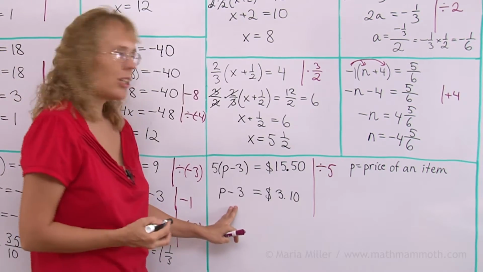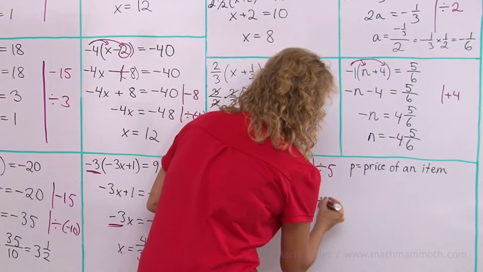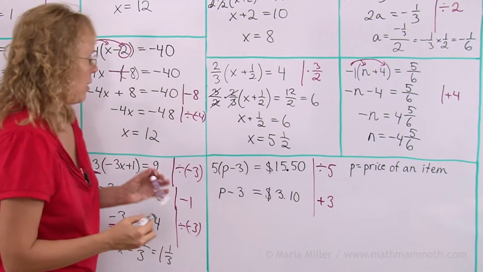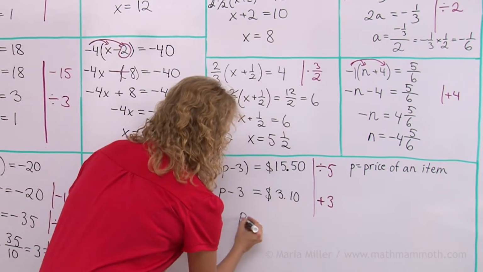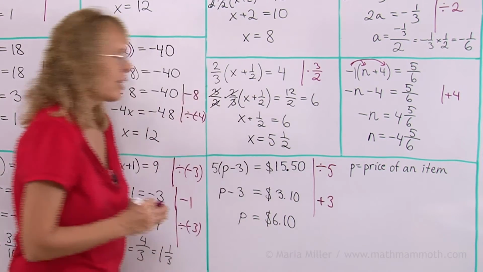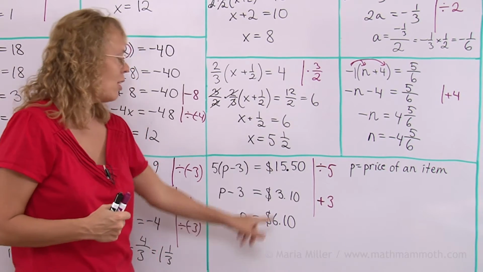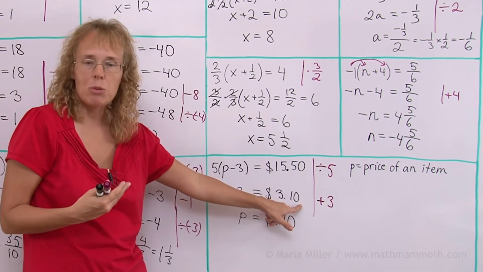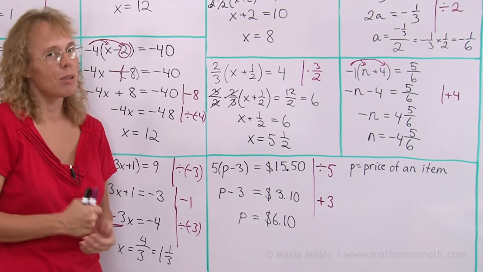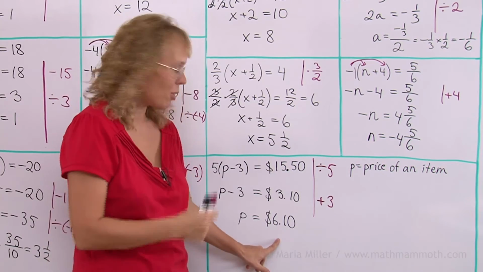And then in the equation we now add 3 to both sides, right? And P is left alone, and then we add 3, so we get $6.10. And obviously that's what you would do even if you were solving this without an equation. Once you find out how much one of the items was, oh, it was $3.10, but it had been discounted by $3. So originally it must have cost $3 more, or $6.10.